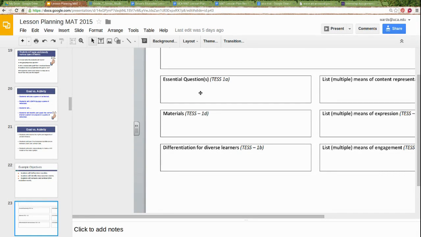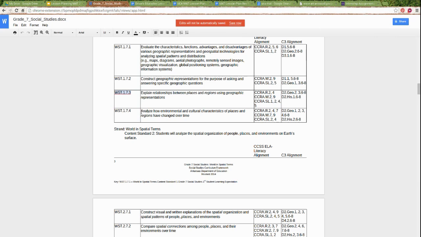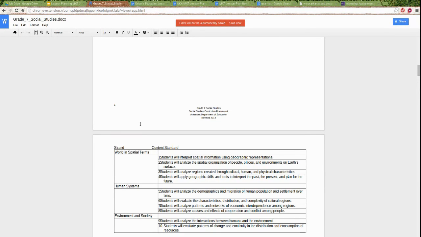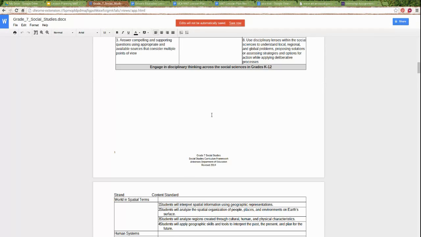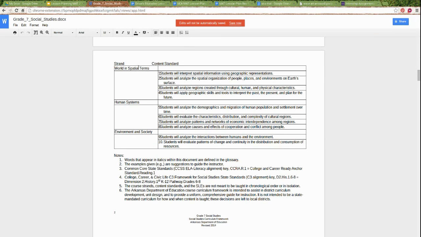Did I make these up out of my head? I did not. I went to my frameworks, I found the big content standards, and I'm back on the geography document. So if I was teaching 7th grade geography, here are the content standards for the whole course. Look, there are 10 of them. I could take these and I could turn them into big questions.